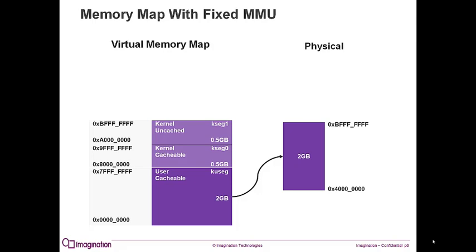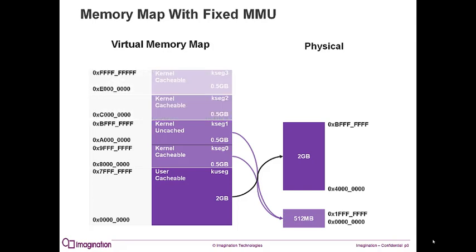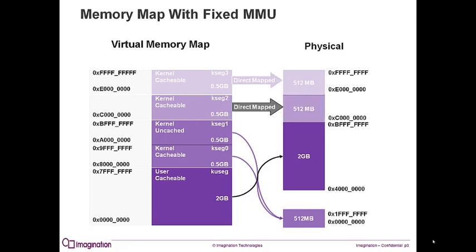The two kernel segments, KSEG1 and KSEG0, are always fixed mapped to the lower 512 megabytes of physical memory. The two high memory kernel segments are directly mapped to physical memory. There is an inaccessible 512 megabyte physical memory address range starting at 0x20000000.